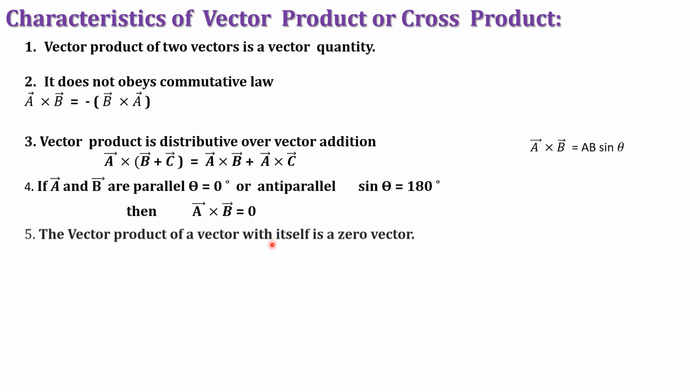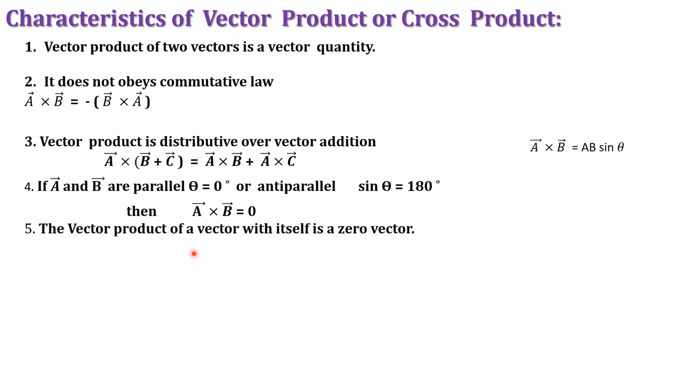The next characteristic is that the vector product of a vector with itself is a 0 vector. It means we write vector A cross vector A. What is the result you get? A into sin 0. Since both vectors are in the same direction, there is no angle between them. Sin is 0, so A cross A is 0. And therefore we say the vector product of a vector with itself is a 0 vector.